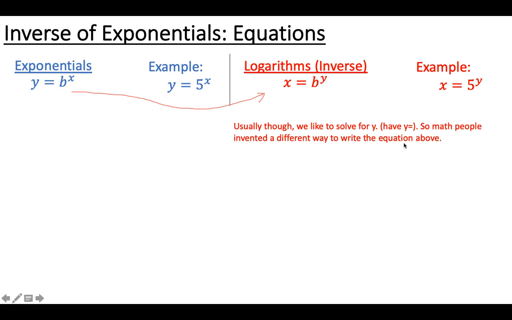So math people, if they wanted to get y equals like we like to have, had to invent a new way to write this relationship, to write this equation. And it looks like this: y equals, that's what we want, equals log with a little b down here in the bottom, and then x after the little b. So y equals log base b of x. Log is used because of the name logarithm. It's just short for logarithm, and so we just use the name in the new way that we invented to write this. Log just means logarithm.